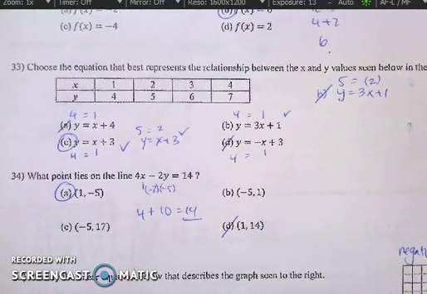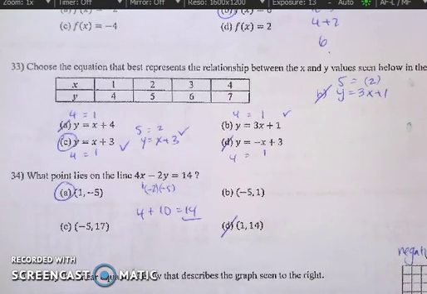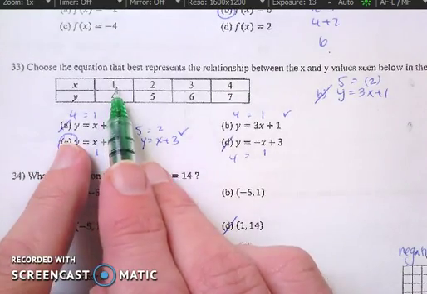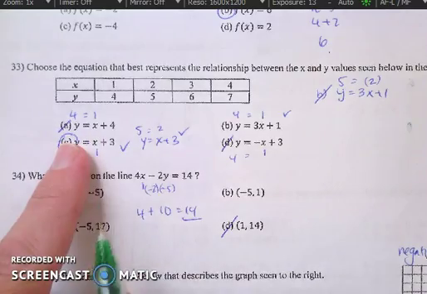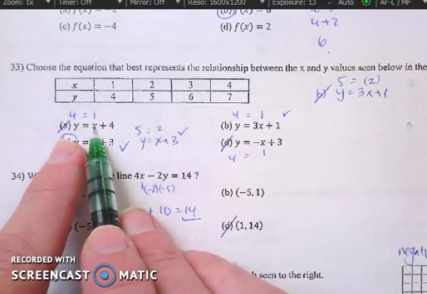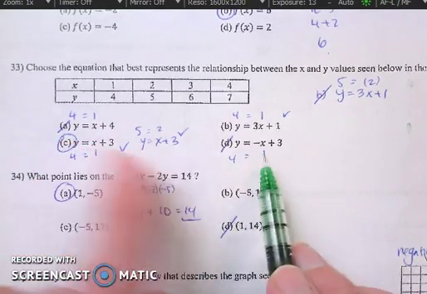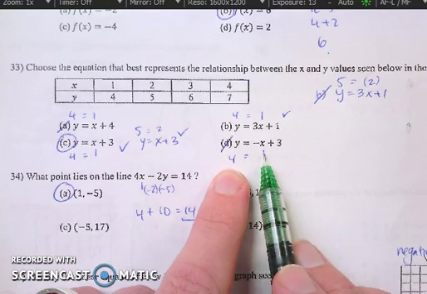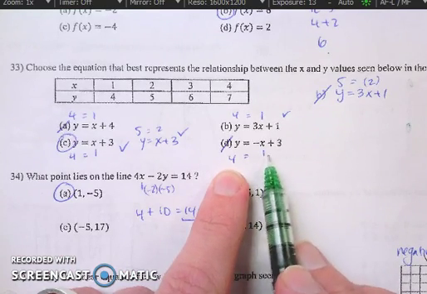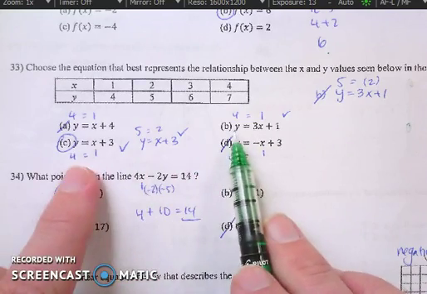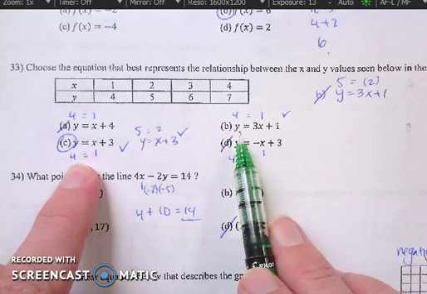Number 33, pick a relationship. The first thing I did is I plugged in 1 for x and 4 for y and see if they worked out. The first one I got 5 equals 4, that didn't work. For D, I got -1 plus 3 is 2 equals 4. That didn't work. But B and C both worked when I plugged in 1 and 4.